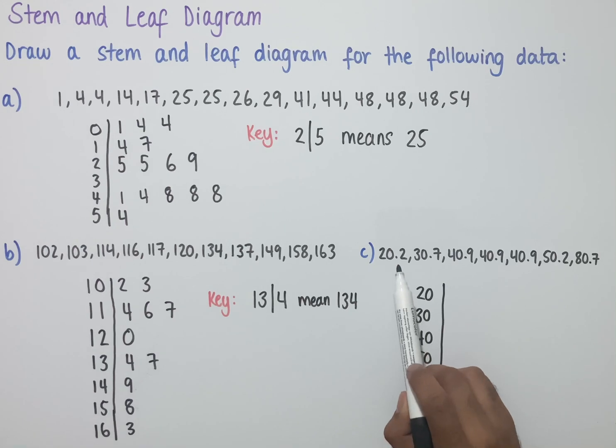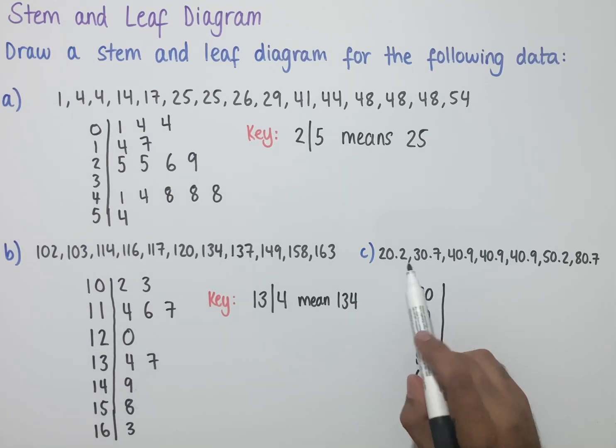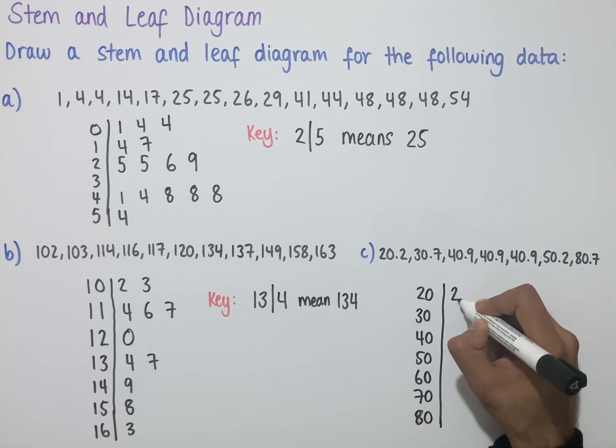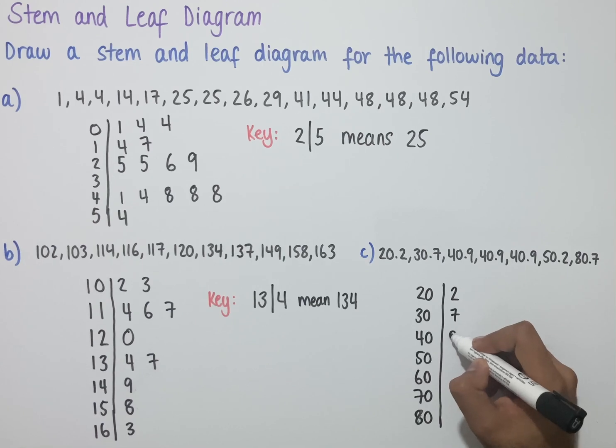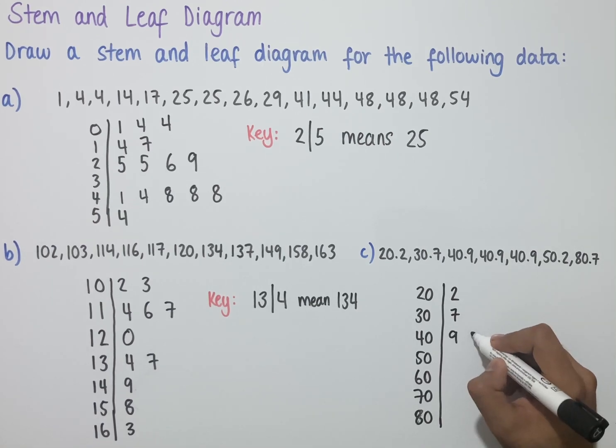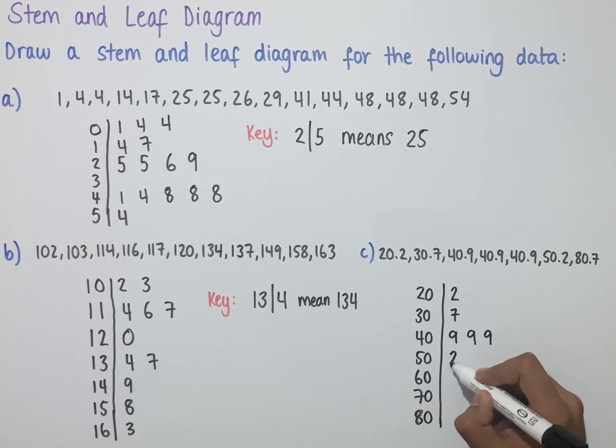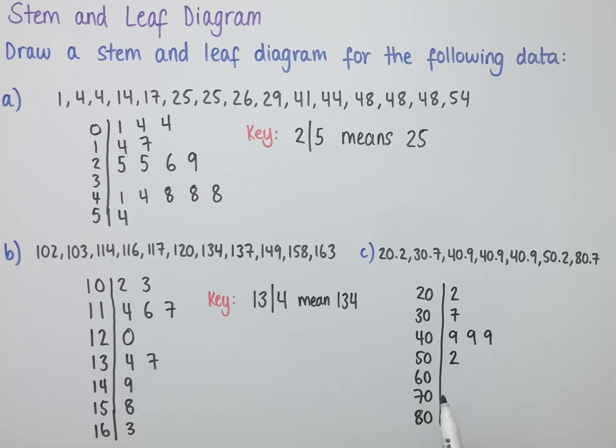Then we have 20, we have 30, and we carry on going in tens. We then have the tenths after the decimal point for each of these numbers. 20.2 has 2 tenths, 30.7 has 7 tenths, 40.9 has 9 tenths, and that repeats 3 times, then has 2 tenths. There are no numbers that start with 60 or 70, and then 80.7, which has 7 tenths.